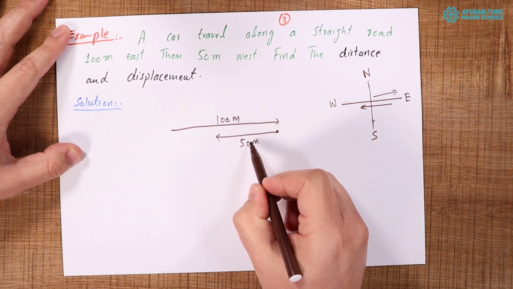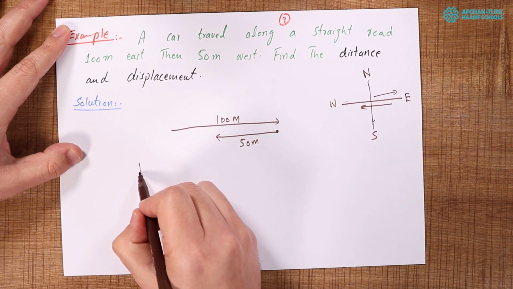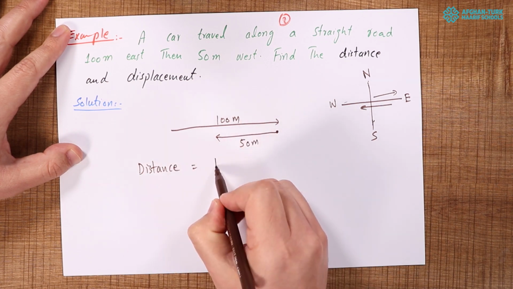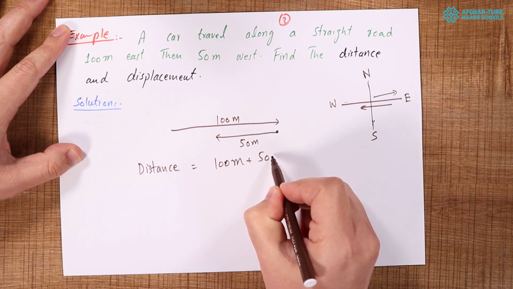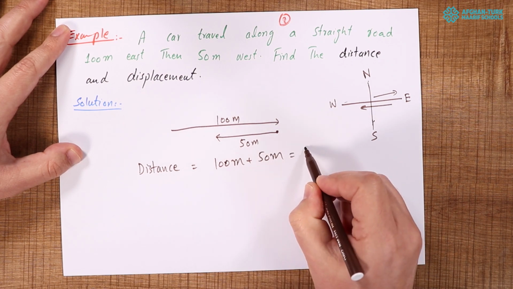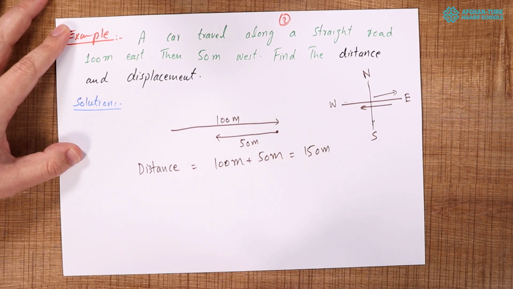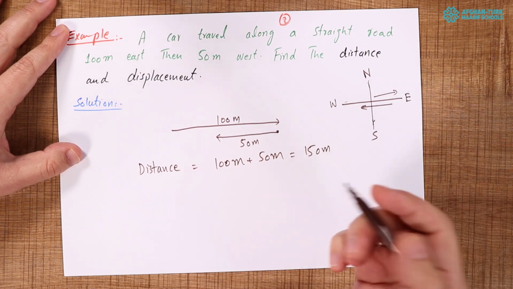The distance is how much? 50 meter. So if we find the distance here, very simple, 100 meter plus 50 meter, which is equal to 150 meters. So this is the total distance. Now how can we find the displacement?